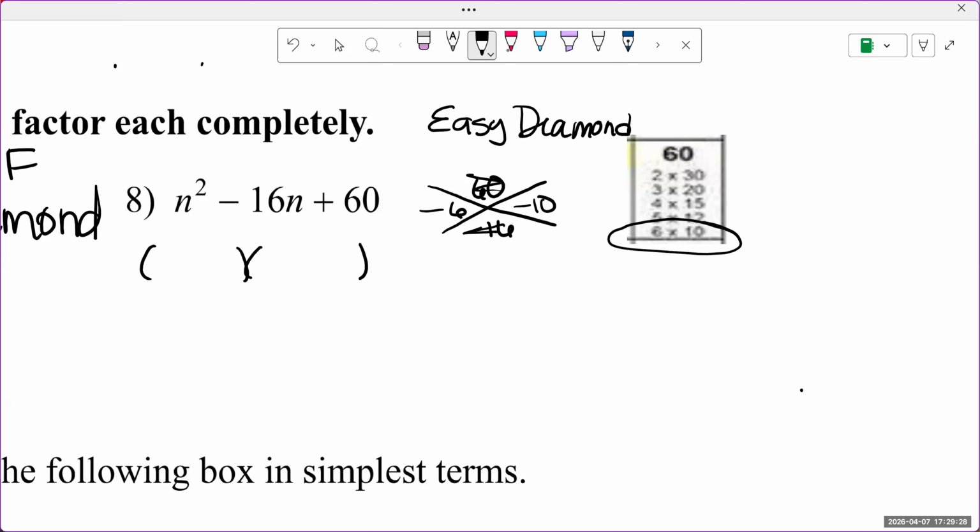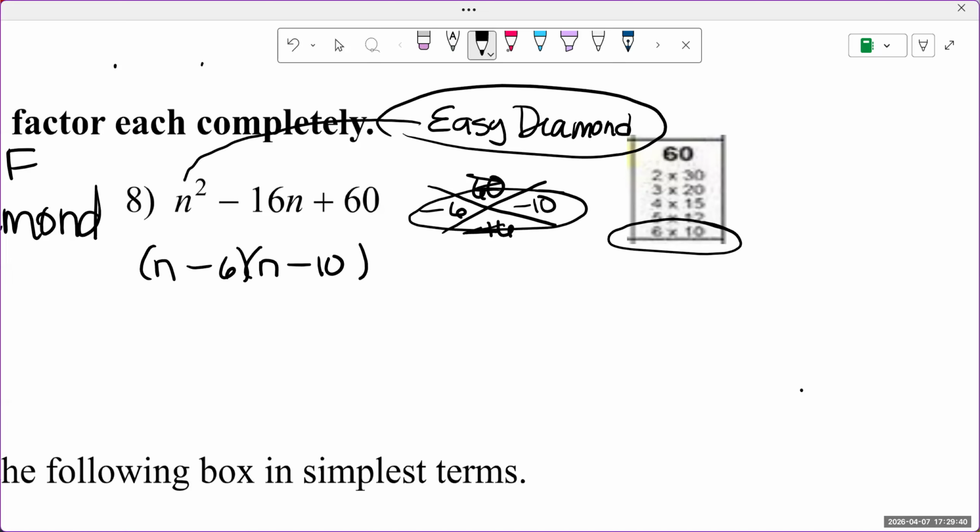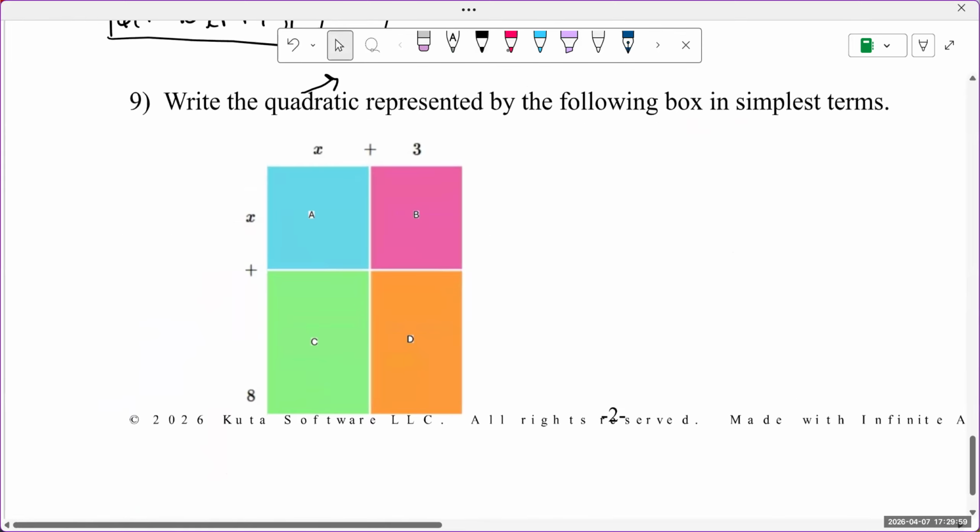So I could make a box if I'm not quite ready for the shortcut, but these are my answers, -6 and -10. Notice, when can we use the easy diamond problem? When the coefficient in front of the r squared is 1. Or like the previous problem, there was another coefficient, but it was able to be factored out. So here's my answer.